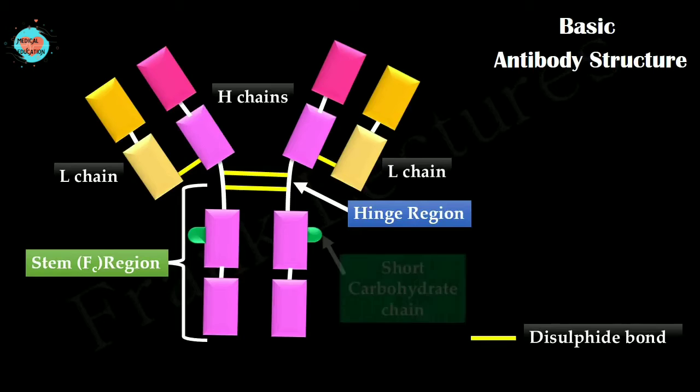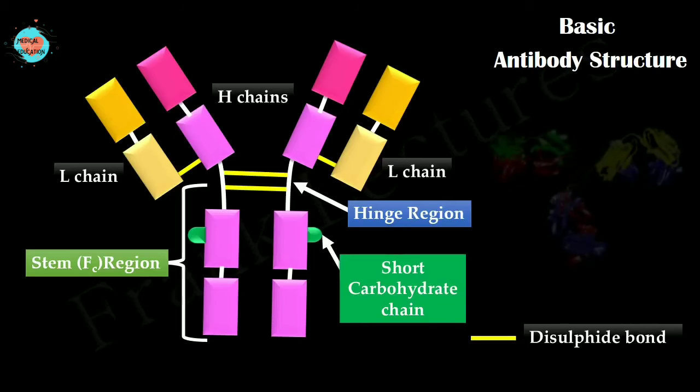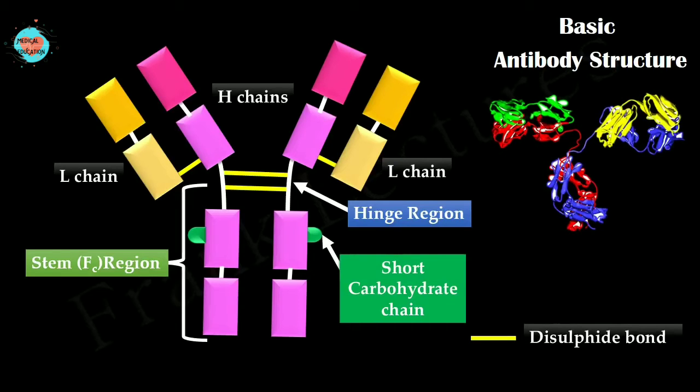Short carbohydrate chains are attached to each heavy chain. Here you can see how the 3D structure of antibody looks like. Let's study more about light and heavy chains.